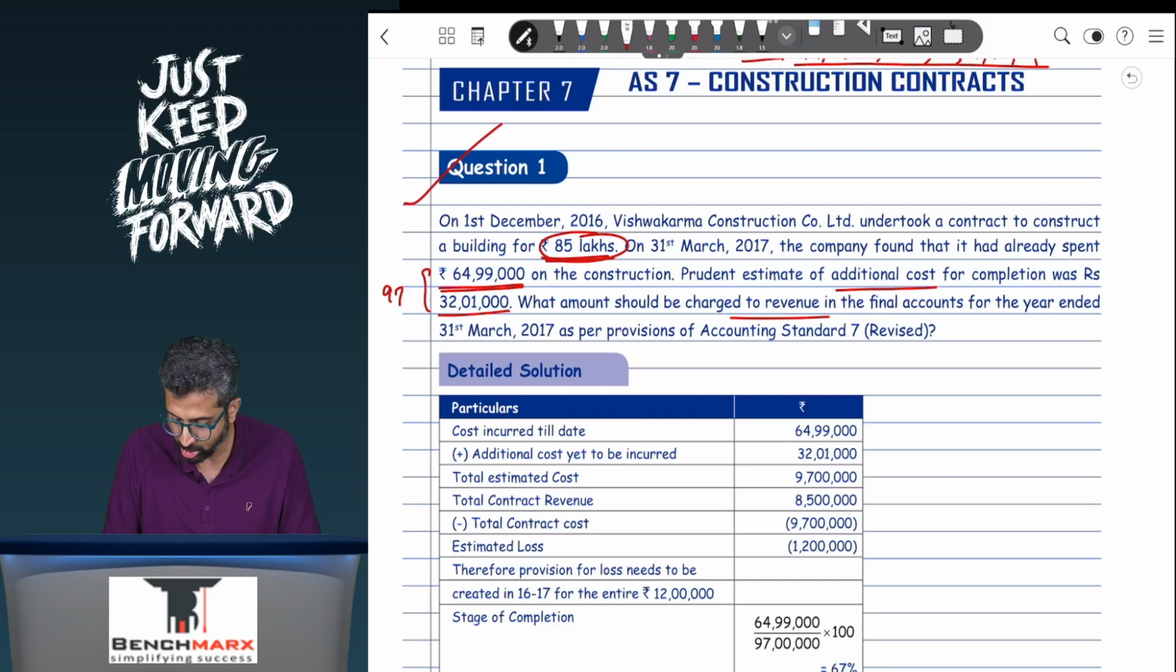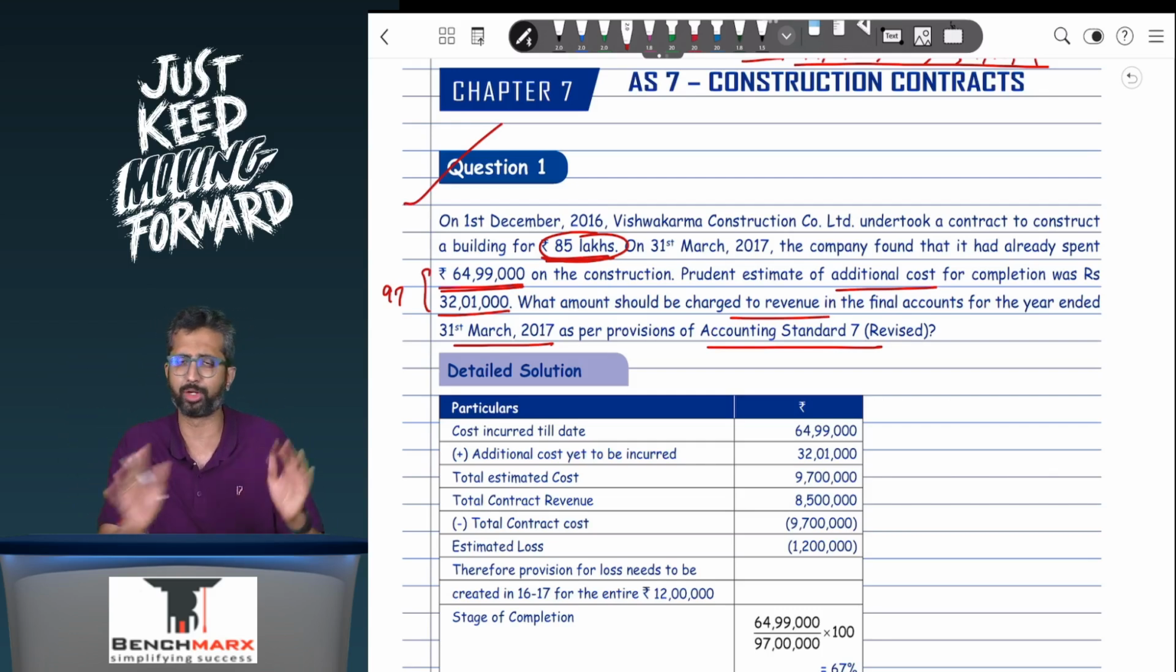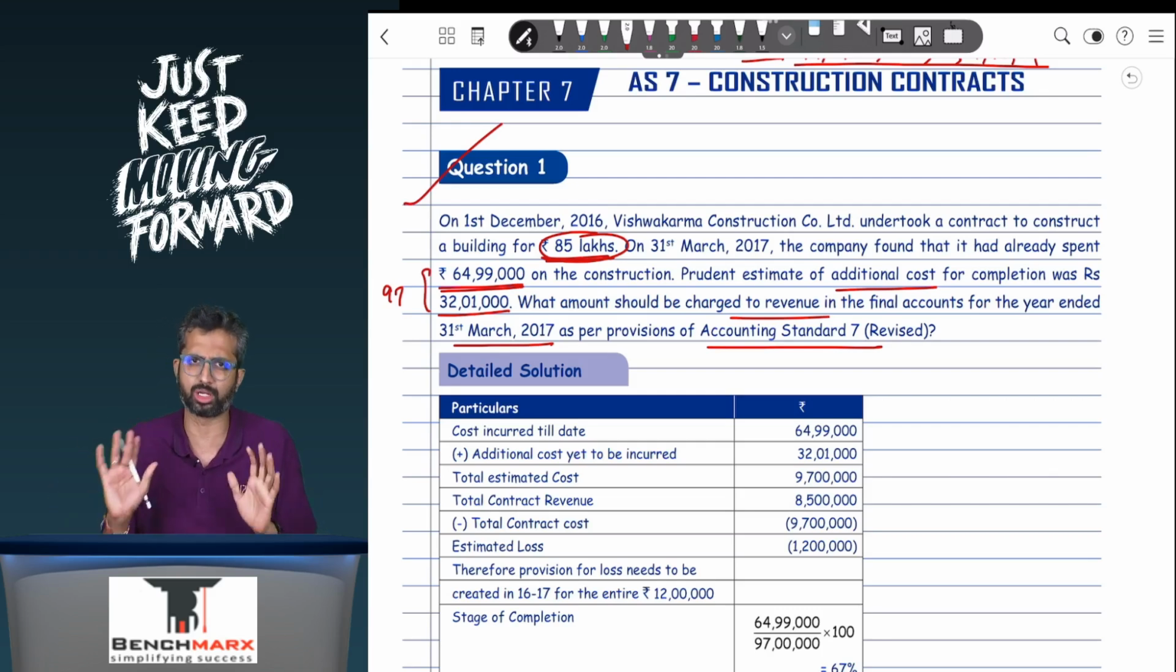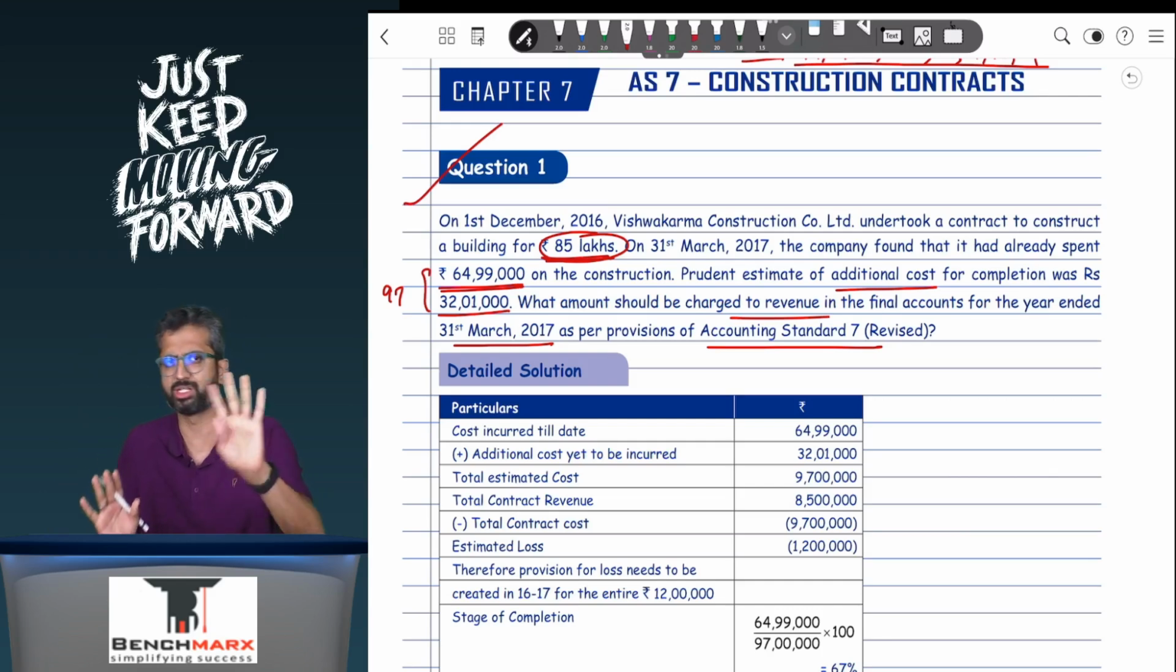What amount should be charged to the revenue in the accounts for the year ended 31st March 17 as per AS7? If I am just asked the revenue, usually my steps are, if profit is to be asked, the 4 steps I will follow: first, determine if there is an estimated profit or loss. In this case there is a loss, so mention that there is a provision. Second step, find the stage of completion, that is cost incurred upon total estimated cost. Third step would be to calculate revenue as stage of completion into the total contract revenue minus revenue earlier recognized, and last, contract revenue recognized minus the cost for the year will give you the profit. These are the 4 steps.